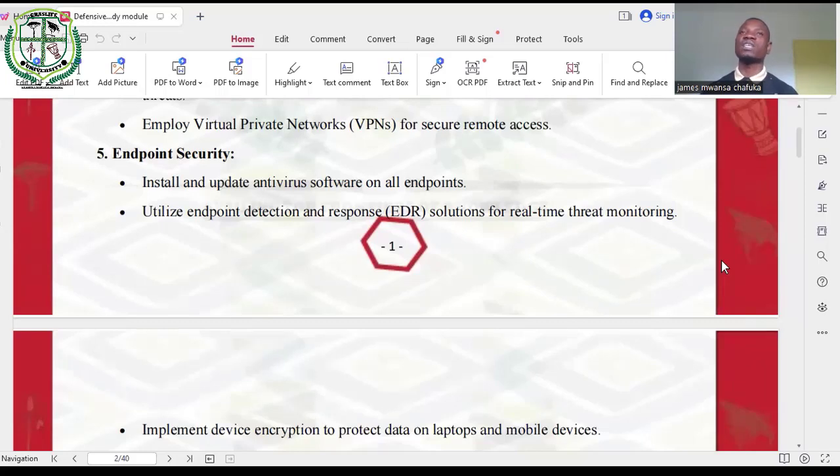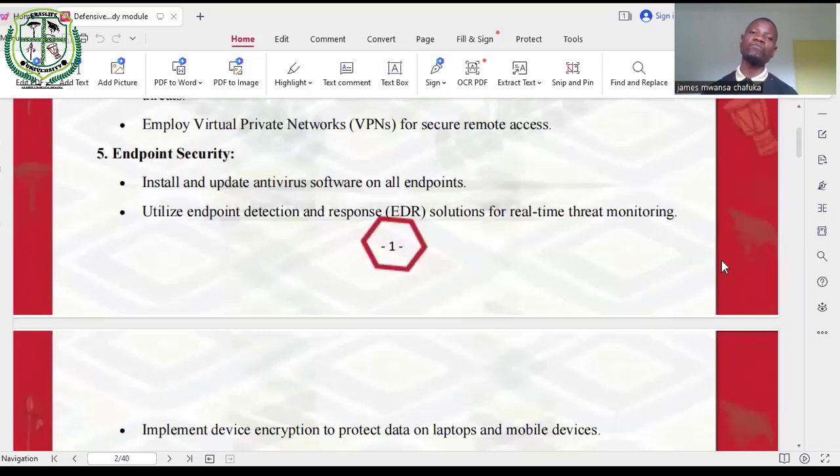In order to protect the system from these Trojan viruses, it is very much important that you install and update the antivirus software that will protect the system against any threats. Very important. So we are looking at endpoint security, where it is very important to consider the installation and updating of antivirus software on all endpoints.